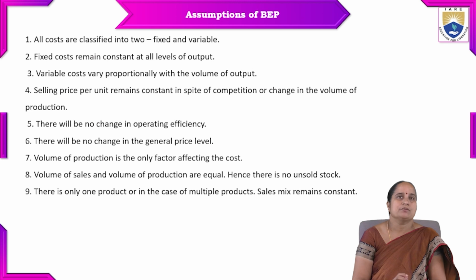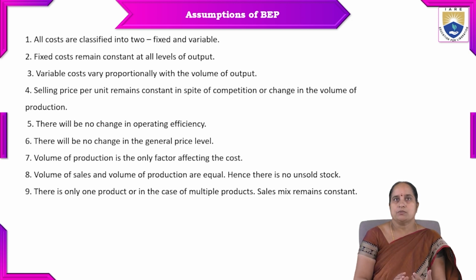What are the assumptions of break-even analysis? First, all costs are classified into two: one is fixed cost, another is variable cost. Second, fixed costs remain constant at all levels of output. Whatever the level of output, the fixed cost remains the same. Variable cost varies proportionally with the volume of output.